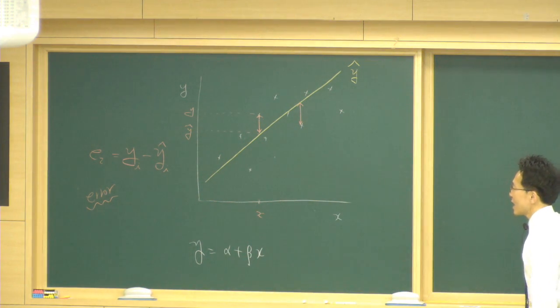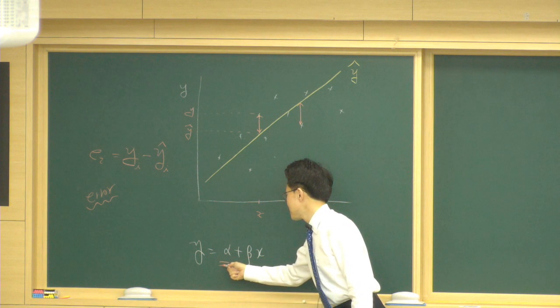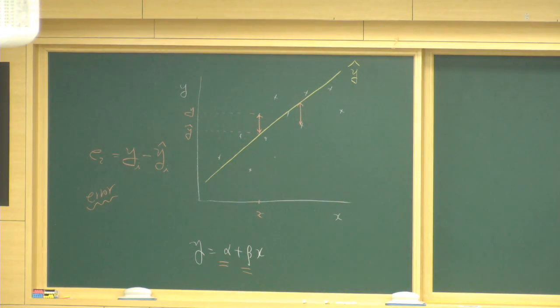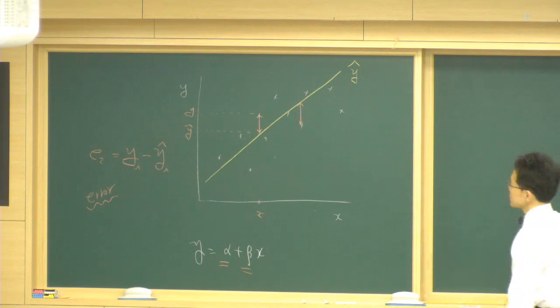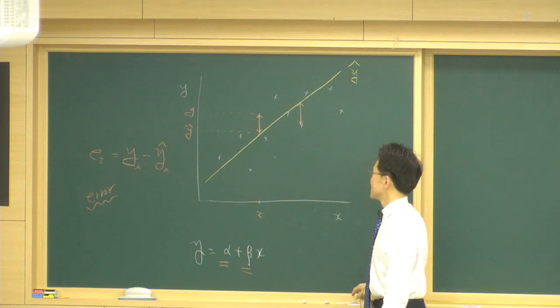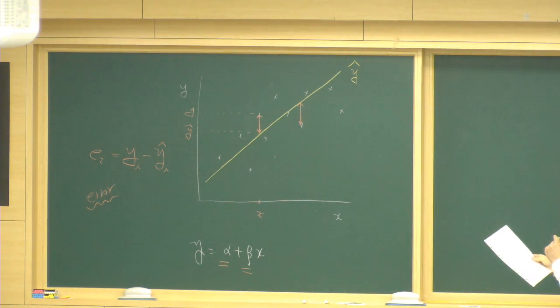So I mentioned how we can decide this alpha and beta. We want to decide alpha and beta in a way to minimize some sort of sum of errors. In other words, we want to determine alpha and beta, but at the same time, we want to minimize the total errors we are making. So that's the main underlying theory for the regression analysis. And that's what we will do.